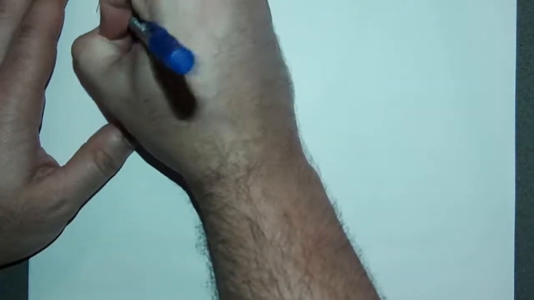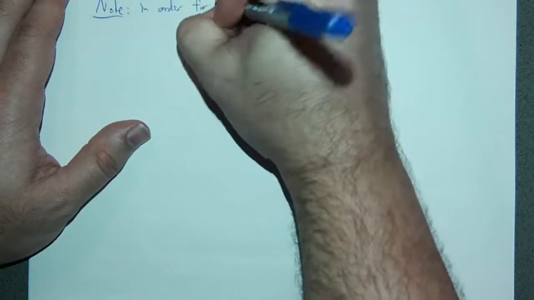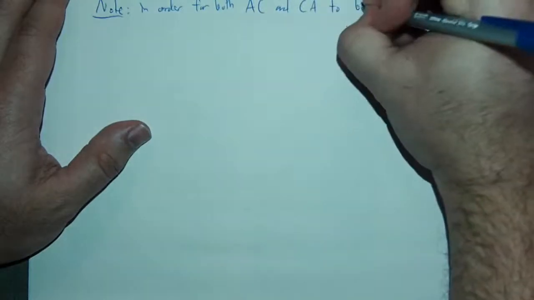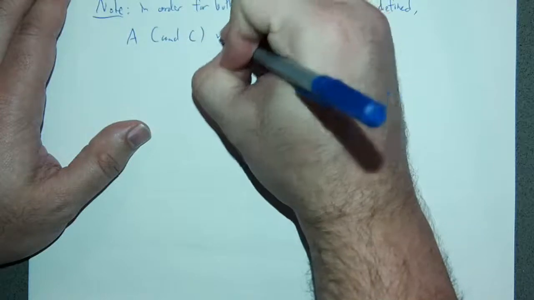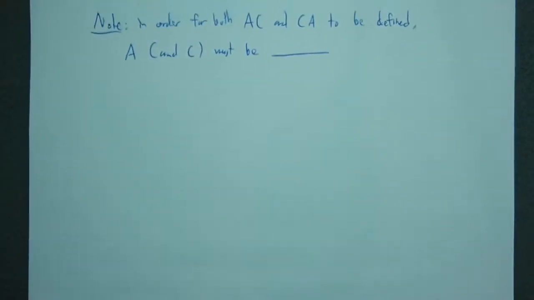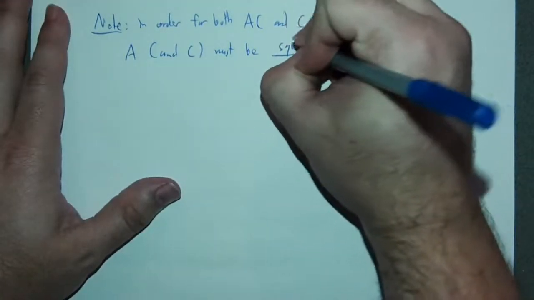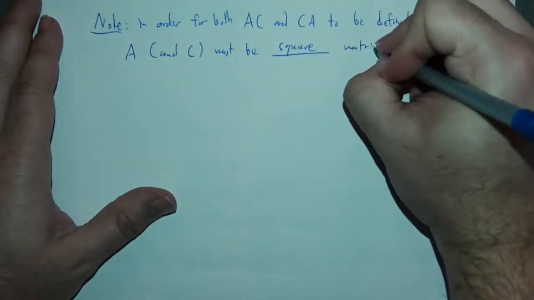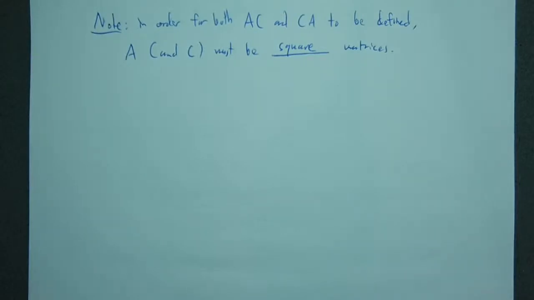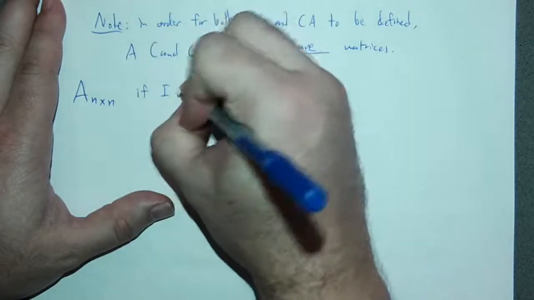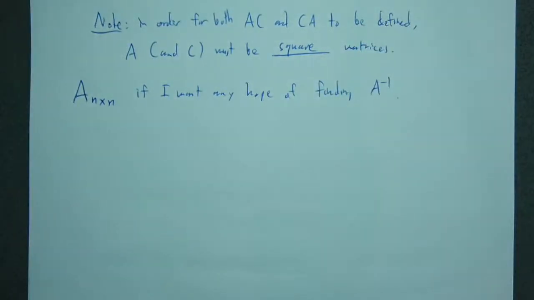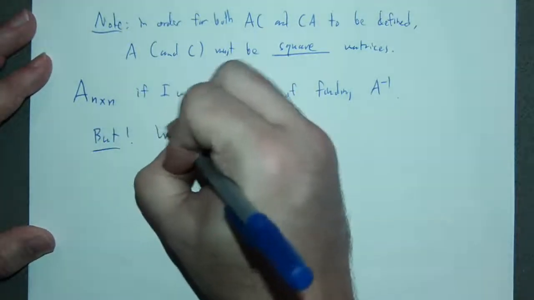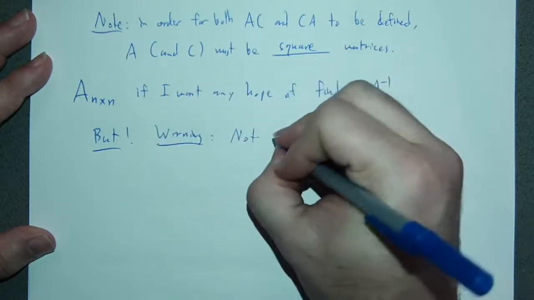Well, note, in order for both AC and CA to be defined, A and C must be what kind of matrices? They have to be square. So someone said it in chat. They have to be square. So they must be square matrices. So if I want to have any hope of having an invertible matrix, I have to be dealing with a square matrix. So A is an n by n matrix if I want any hope of finding A inverse. But, warning, the following warning: not every square matrix has an inverse.